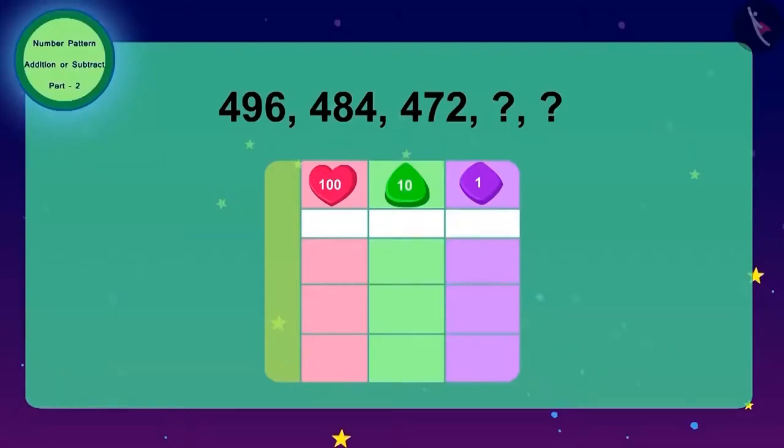Now, what do you think Raju must do to get the next number in the pattern? To get the next number of the code, 12 must be subtracted from 472. So, how much is left? This way we got 460. Now what should we do to get the next number? We will have to subtract 12 from 460. And the last number of our code would be 448.